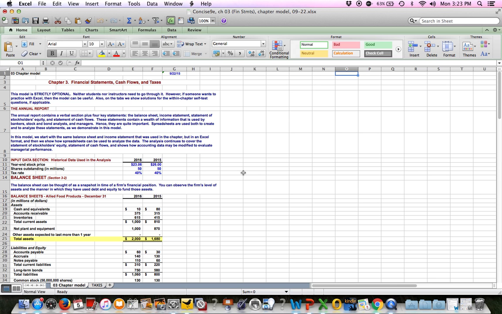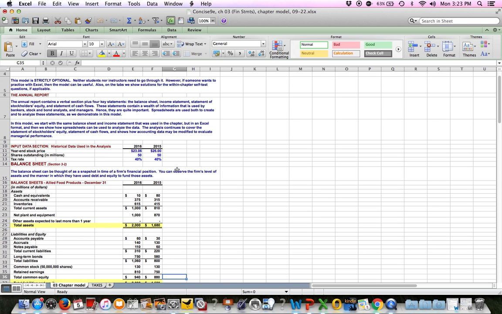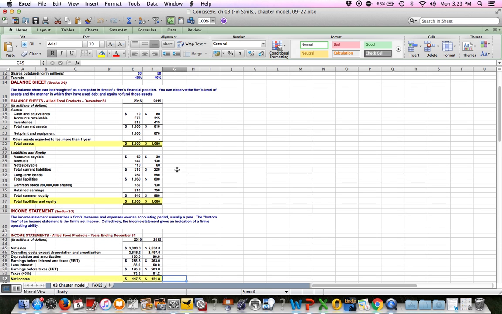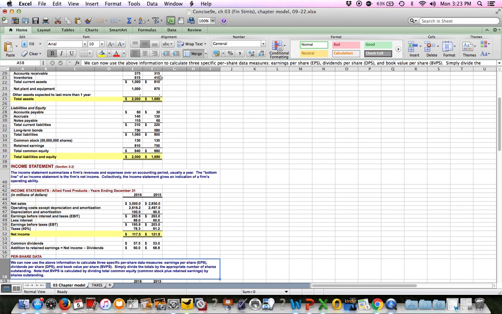So when you actually read chapter 3 itself, you'll see that there is a lot of information about Allied Food Products. That's the example they follow. This is the same data that's used in the chapter for Allied Foods, and so just showing you some information: the stock price, shares outstanding, the tax rate. They show you a comparison of the financial statements, the balance sheet between 2 years, both the assets, liabilities, and equity. Then they show you the income statement for the 2 years of the company. You can see the two numbers there.